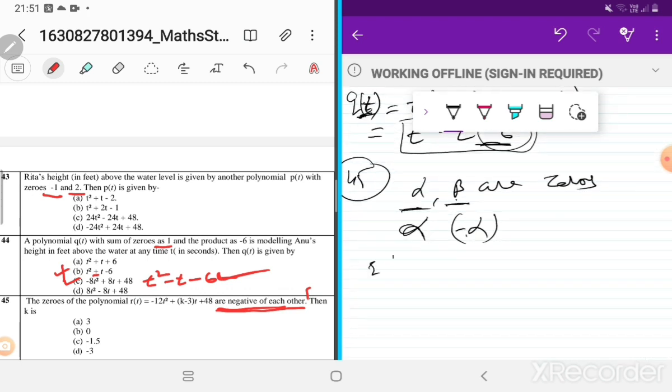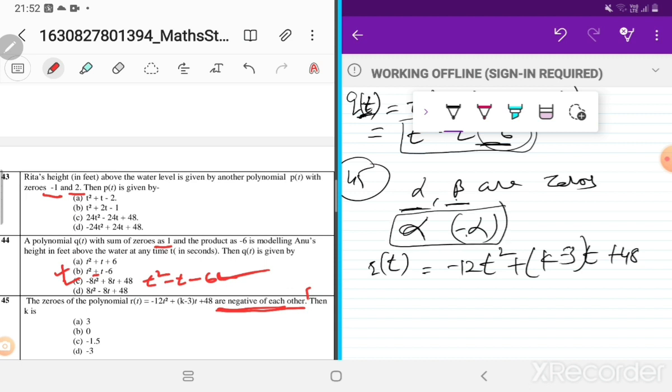What is the equation? Our polynomial is minus 12 t square plus (k minus 3) into t plus 48. Okay, this is your polynomial: minus 12 t square plus k minus 3 into t plus 48. So our roots are such that one is the negative of the other. Now my roots are given, so I can find the sum of the roots here.